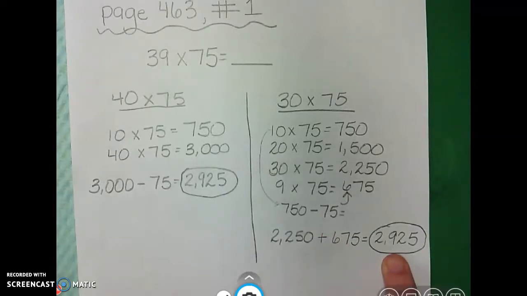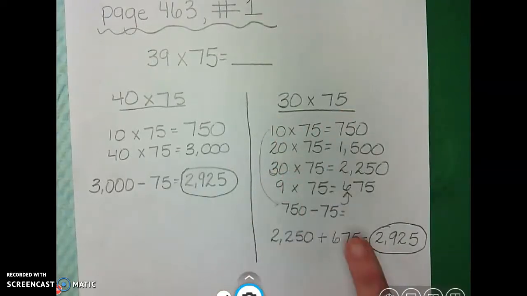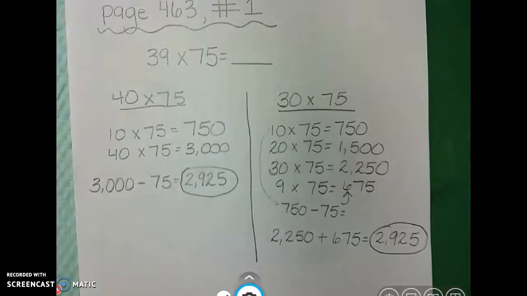And look at this, boys and girls. Even starting out with 30 times 75, I still got the same answer of 2,925. Now, these are just two other strategies that you can try when you are multiplying a two-digit times a two-digit. Remember, you have to choose the strategy that works best for you to make you a fluent mathematician.